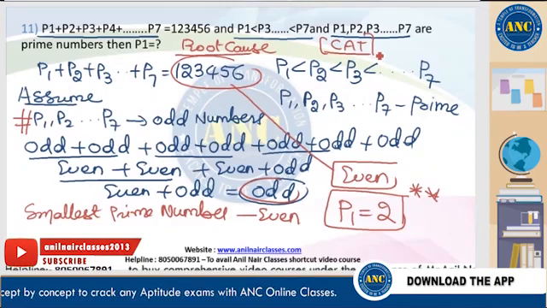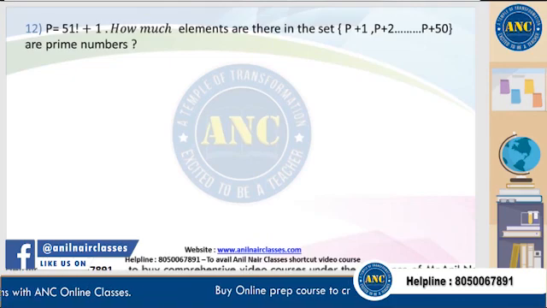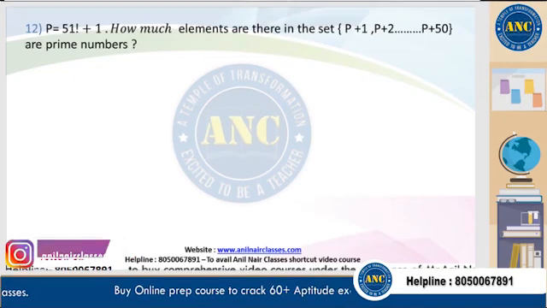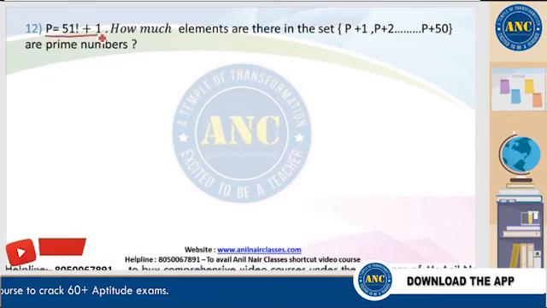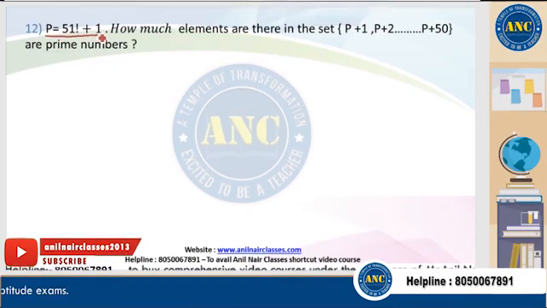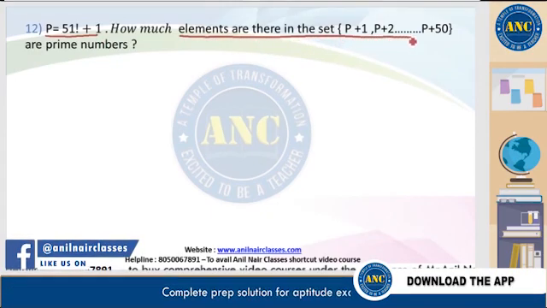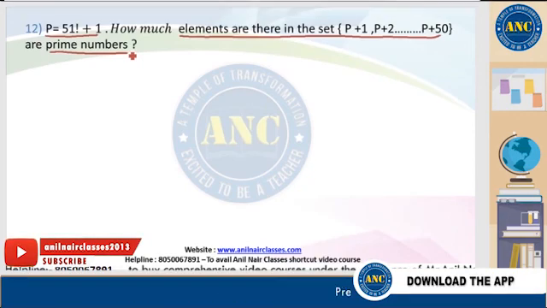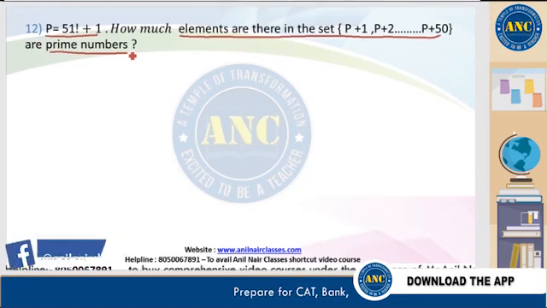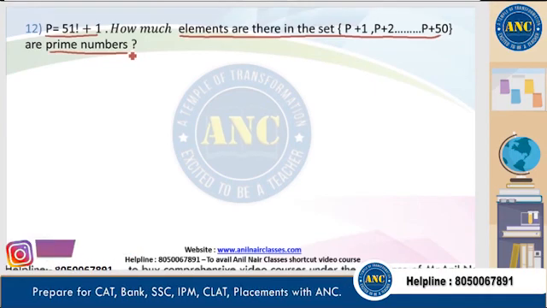Next question. Another beautiful question, sir. 12th question. The question is: P is equivalent to 51 factorial plus 1. How many elements are there in the set P plus 1, P plus 2, till P plus 50, which are prime numbers? P is 51 factorial plus 1.